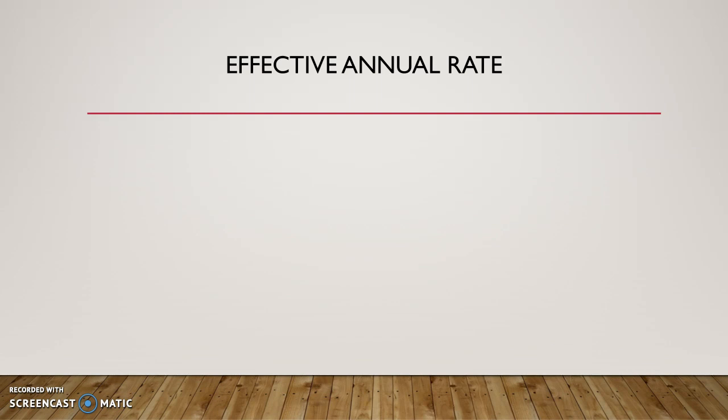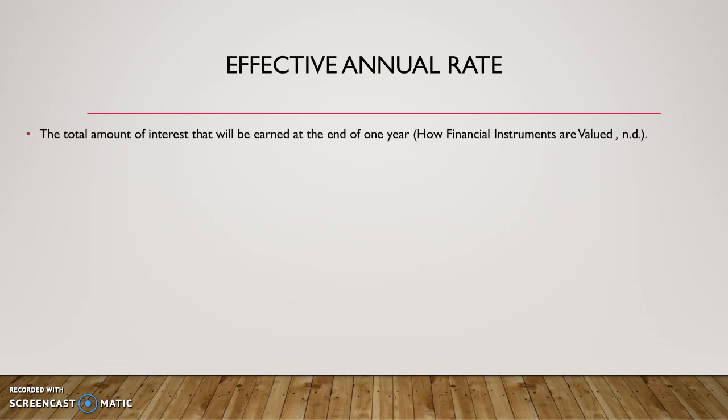You often see interest rates quoted as effective annual rate. This indicates the total amount of interest that will be earned at the end of 1 year. The effective annual rate total is a result of the compounding over a period of time. It's also called the effective interest rate, the effective rate, or the annual equivalent rate.